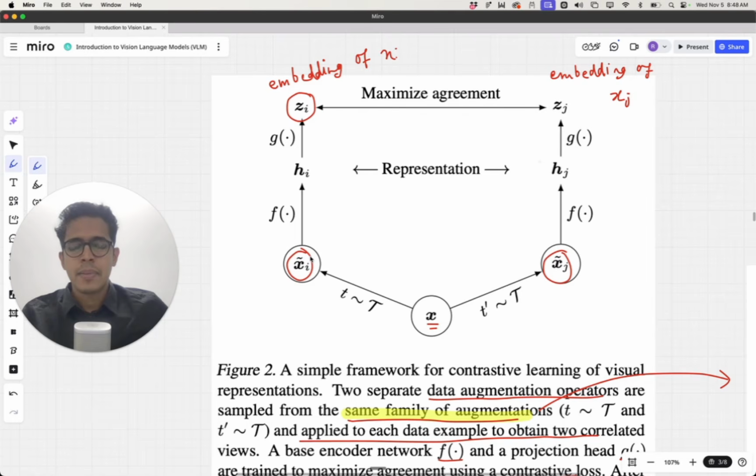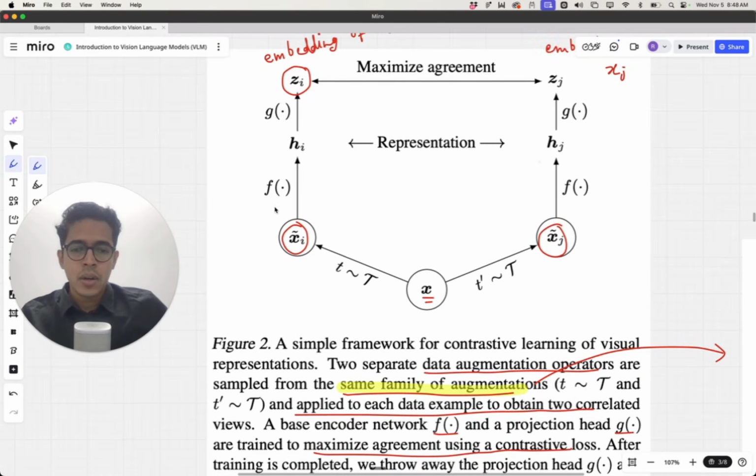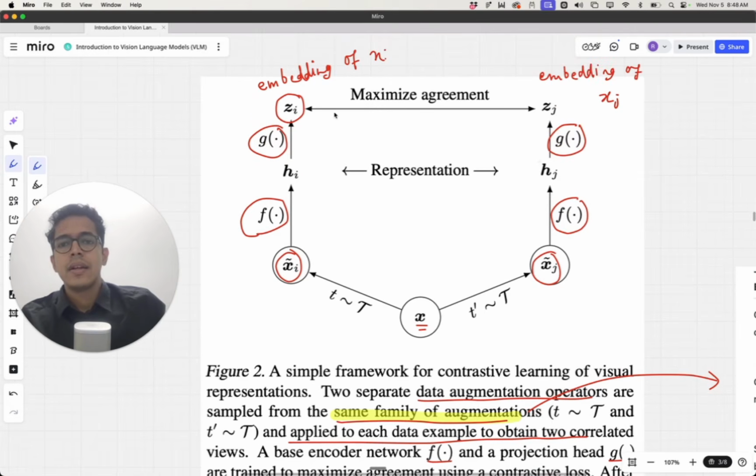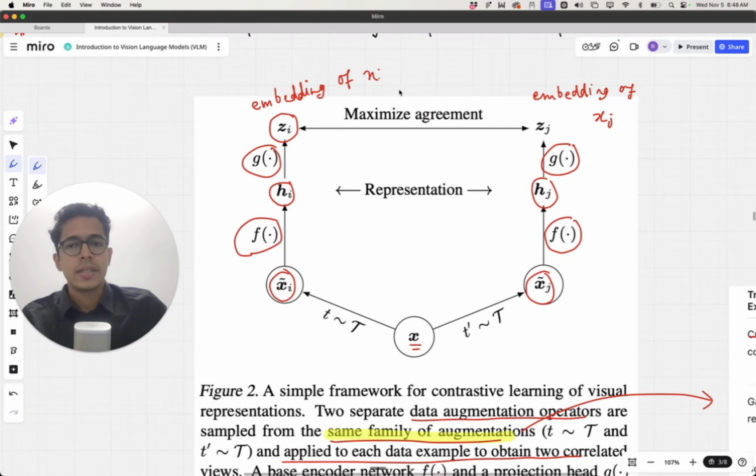And how do you get this embedding? You first go through a base encoder network, that is F, and then you go through a projection head G. The projection head projects this encoded Hi and Hj into some space. So essentially you can think of these two as vectors: the vector corresponding to i, and the vector corresponding to j. What are i and j? i and j are two different transformed or augmented images which resulted from the original anchor image.